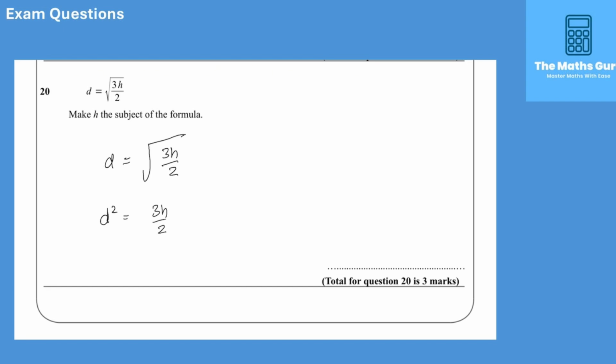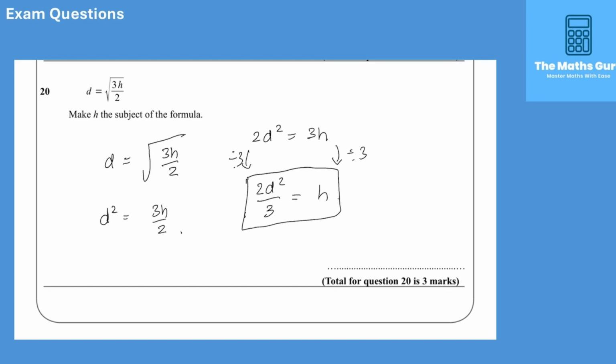Then we see that 3h, or h, is being divided by 2. So to reverse this, we times both sides by 2 and get 2d squared is equal to 3h. Then we can see that our h is being times by 3. To reverse this and get h by itself, we do the opposite of timesing and divide by 3 on this side as well, and we get 2d squared over 3 is equal to our h, and that is the formula when h is the subject.